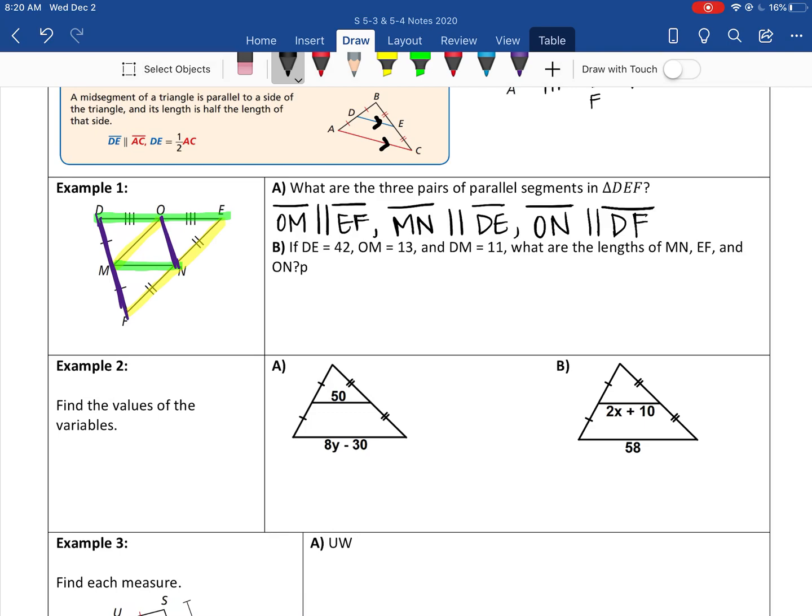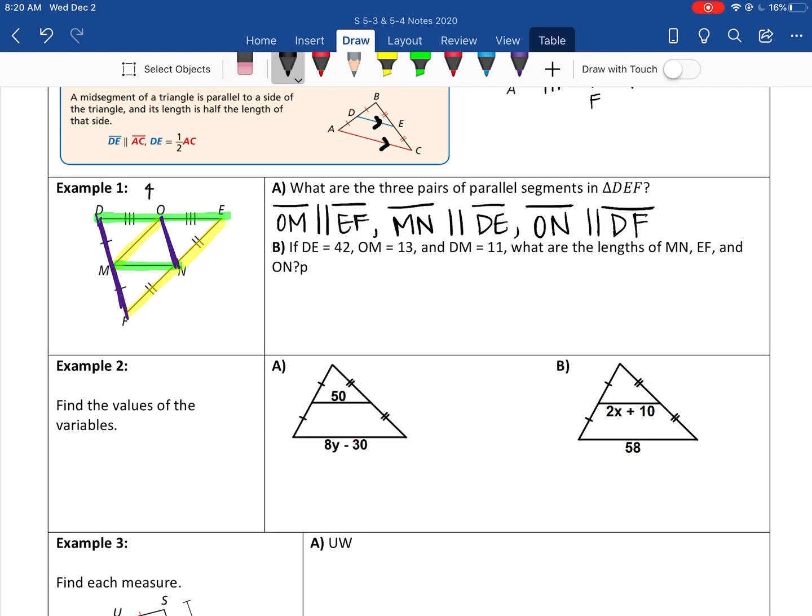Okay, so if you see how I did that, they look parallel and they are parallel. The sides that look parallel are going to be parallel to each other. The little one is the midsegment, and it is half the length of the side that it is parallel to. Now that we have our relationship set up, we can go ahead and find some side lengths.